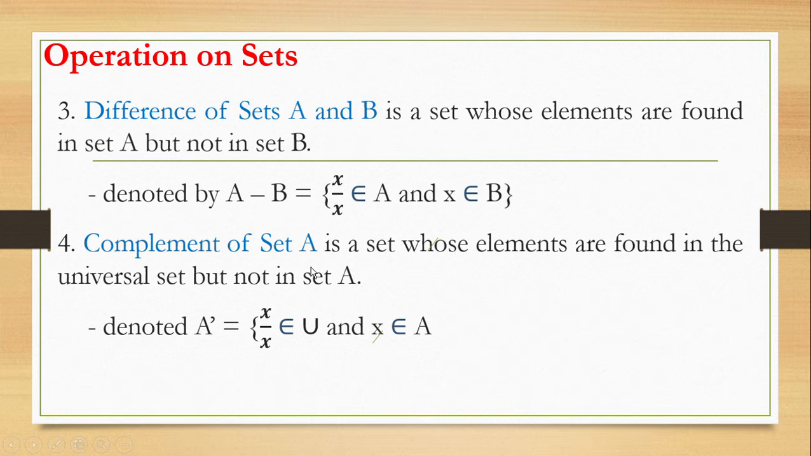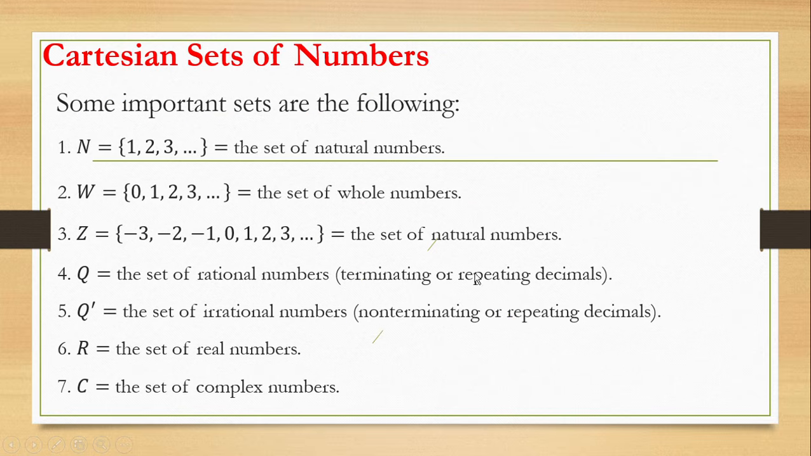And then complement of A, yung A prime, ibig sabihin, is a set whose elements are found in the universal set but not in set A. Kumbaga, wala dito sa set ng A pero nasa universal set natin. Oh, sir, medyo magulo, di ba? Later on, i-discuss natin yung mga example niya.